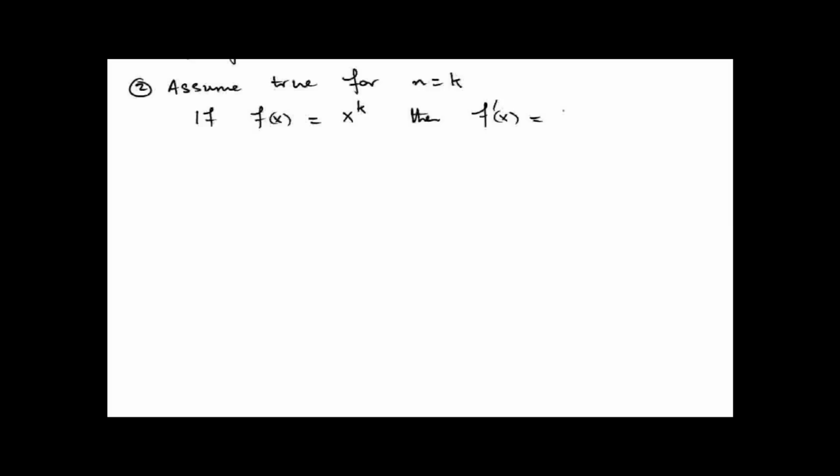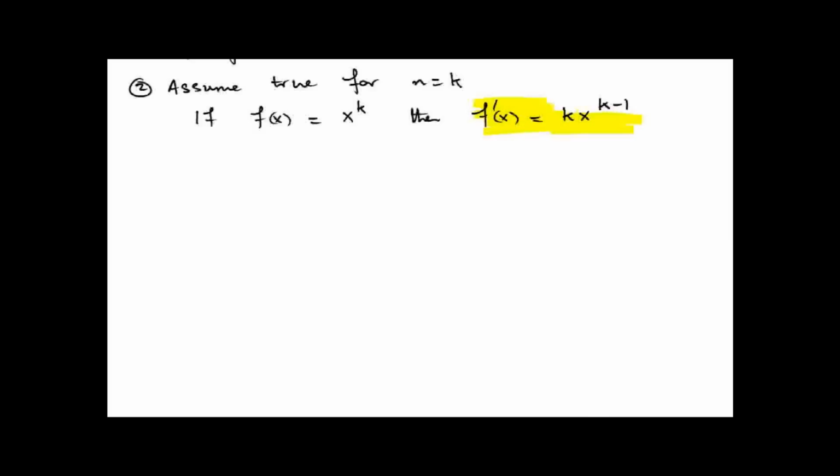We assume it's true for n equals k. So step 2, we assume true for n equals k. So what are we assuming? We're assuming that if f of x is equal to x to the power of k, then f dash x equals k multiplied by x to the power of k minus 1. We're assuming the formula works. Now, like every other induction question, would you agree we're not going to get out of jail without using that assumption again? That's not the last time we'll see it. We will definitely be using that again at some stage.